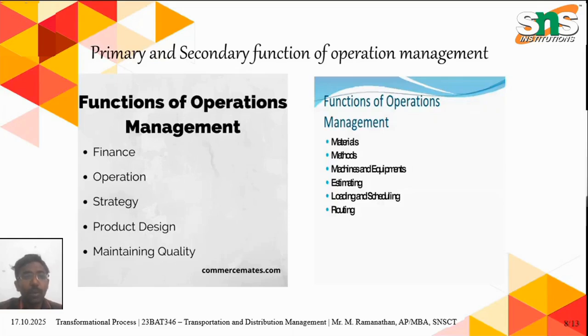Now we are going to see the primary and secondary functions of operation management. The primary functions are finance, operation strategy, product design and maintaining quality. These are the basics. The secondary functions are material, method, equipment, tools, machineries, loading, scheduling and routing. These are the further functions of operation management.